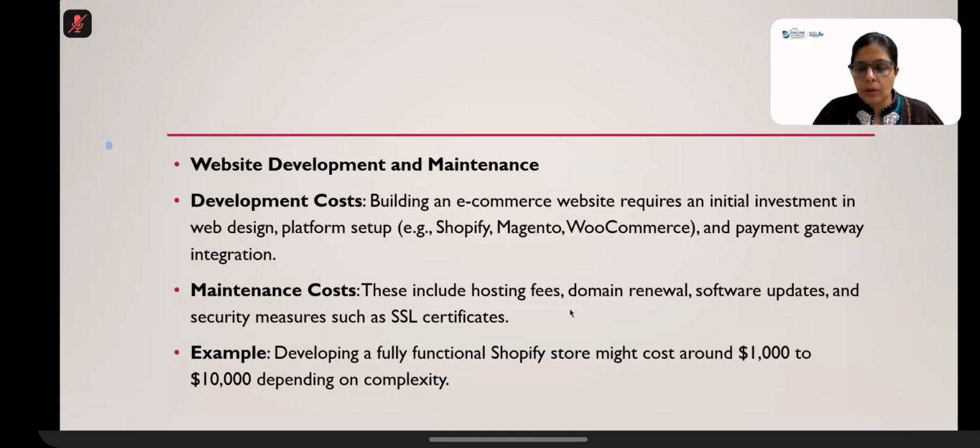Maintenance costs, these costs include hosting fees, domain renewal. Okay, many a times for purchasing a domain name, you have to pay a cost. Okay, hosting fees. So you host websites on different portals, software updates. So these are some technical costs that you have to incur when you are running an online business. Okay.